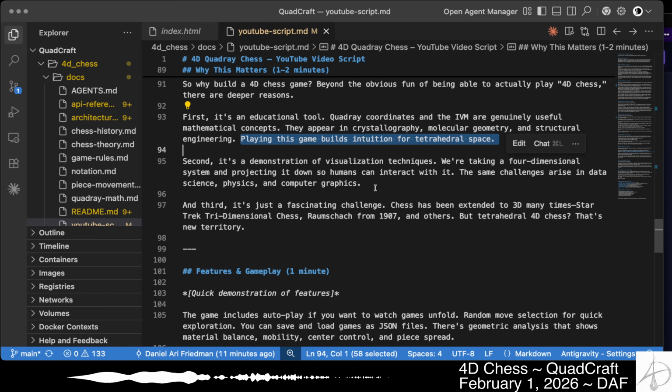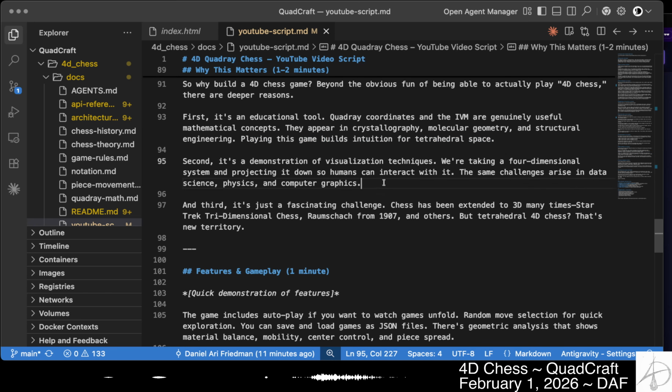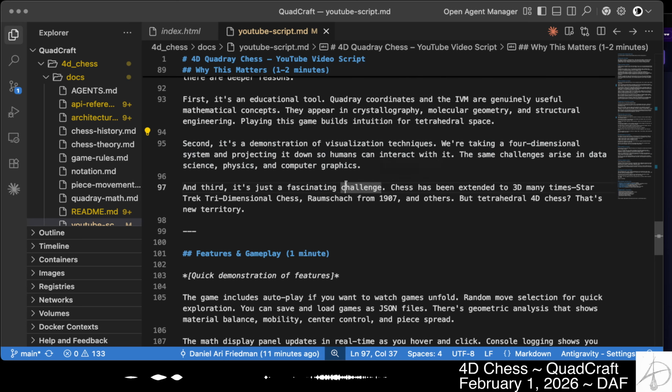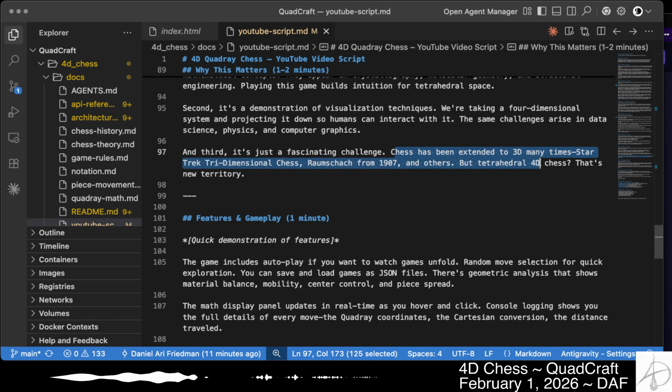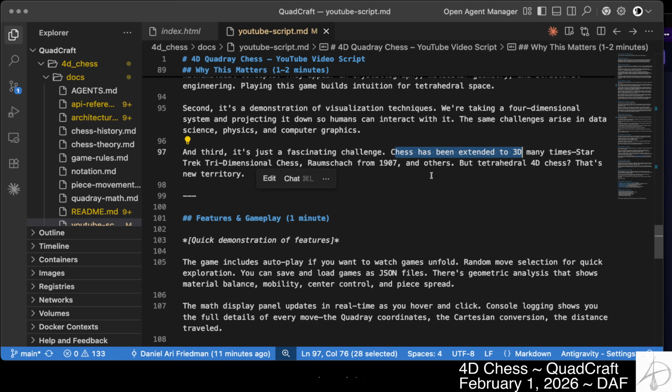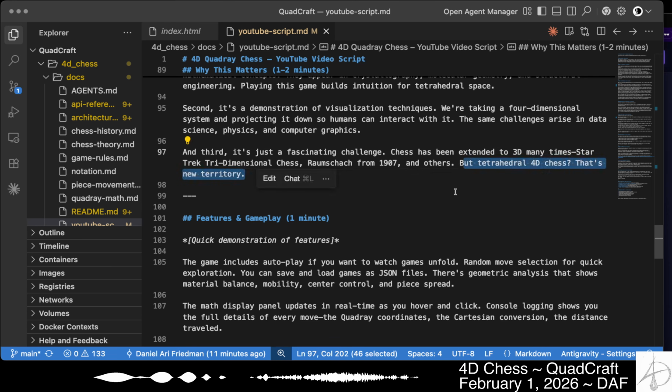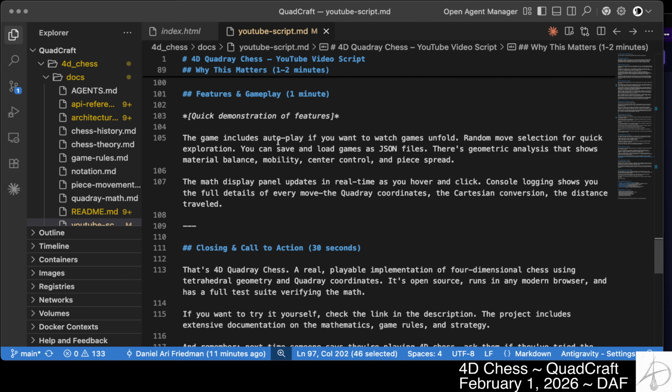Second, it's a demonstration of visualization techniques. We're taking a 4-dimensional system and projecting it down so humans can interact with it. The same challenges arise in data science, physics, and computer graphics. And third, it's just a fascinating challenge. Chess has been extended to 3D many times, but tetrahedral 4D chess, that's new territory.